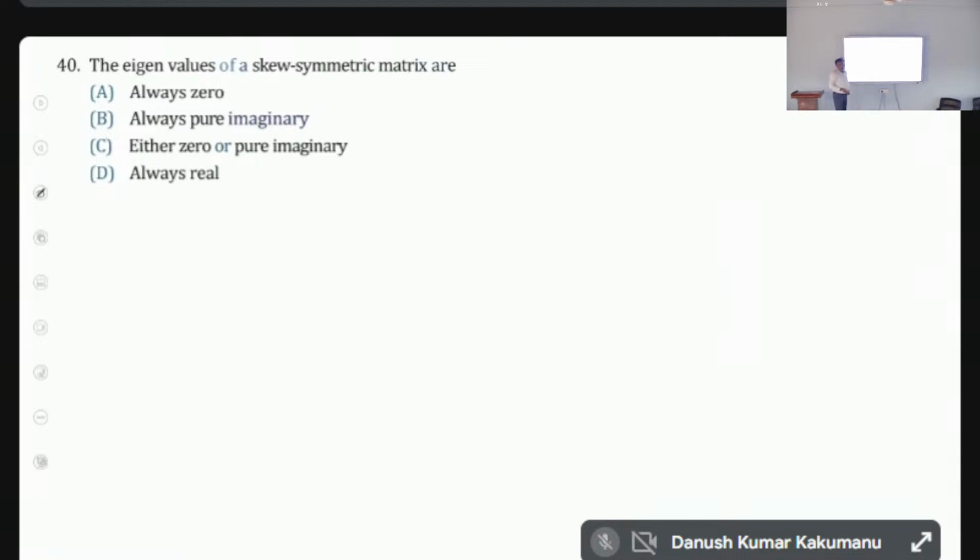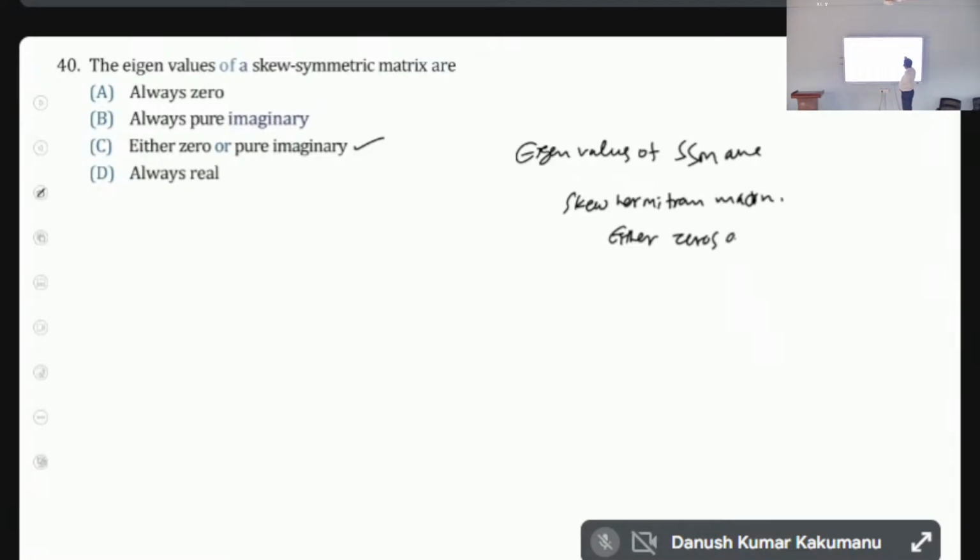Direct bit. Eigenvalues of a skew symmetric matrix. We discussed the properties in the morning. What are the eigenvalues of a skew symmetric and skew Hermitian matrix? Either zeros or purely imaginary. Direct bit, a 5 second answer if you know the properties.